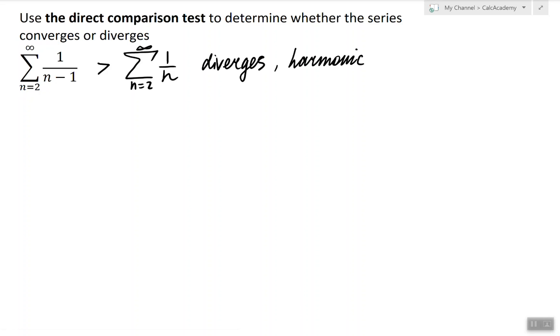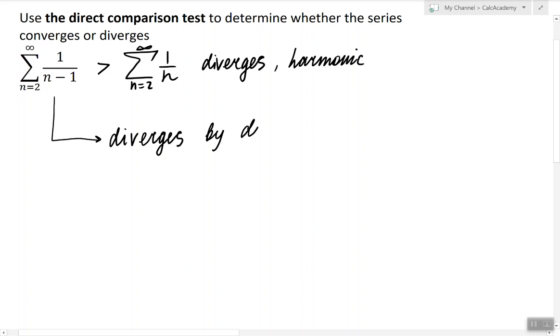Now, since the smaller one diverges, it forces the larger one to diverge as well. So the conclusion is the given series diverges also by the direct comparison test.